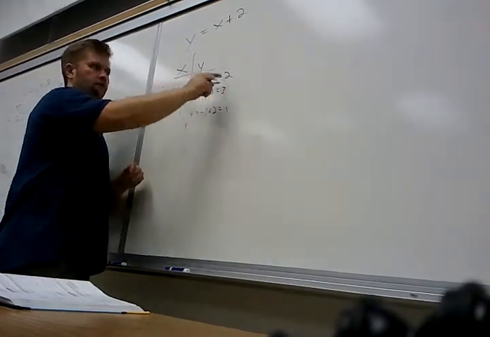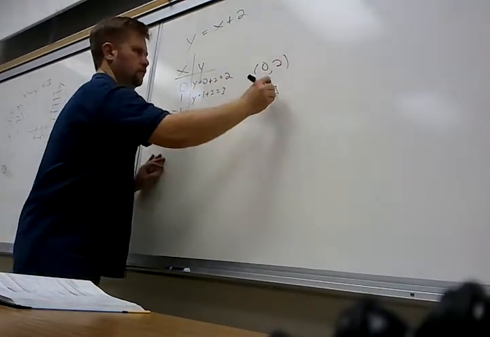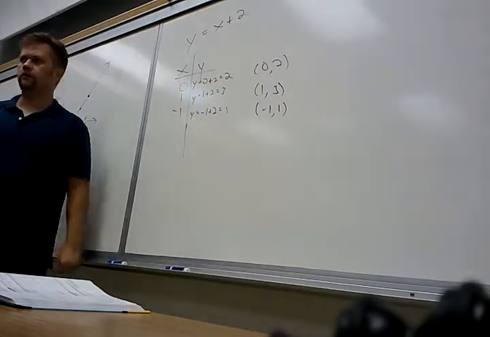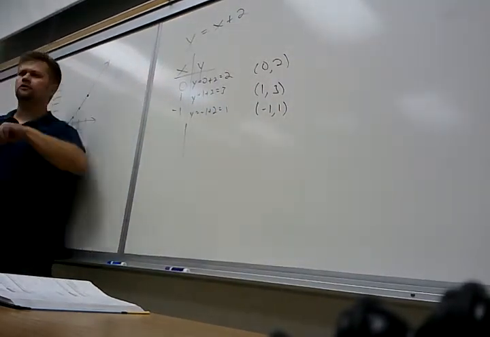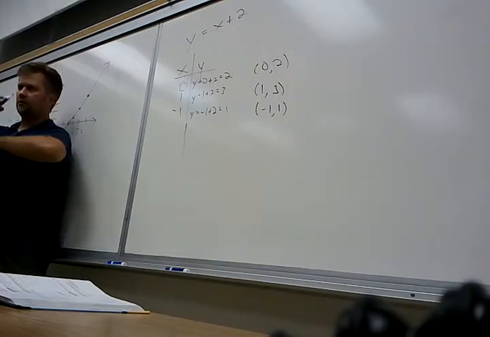So what points have I made so far that we can graph? I made the point (0, 2), (1, 3), (negative 1, 1). All right? So take a second to try to plot those and see if they line up into a straight line. If they don't, you know we made a mistake somewhere.